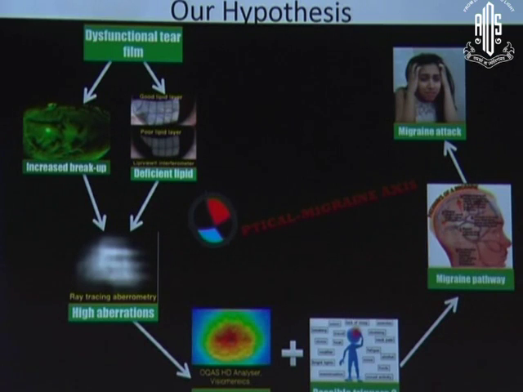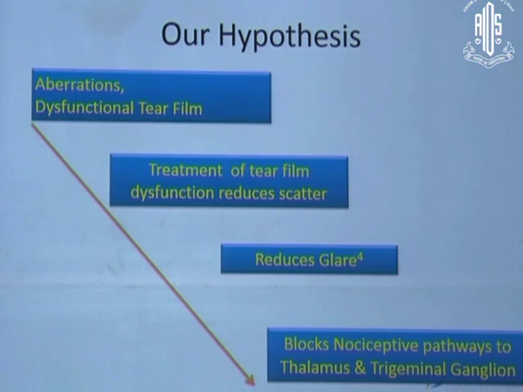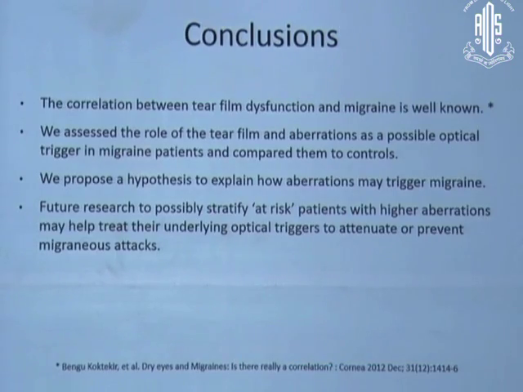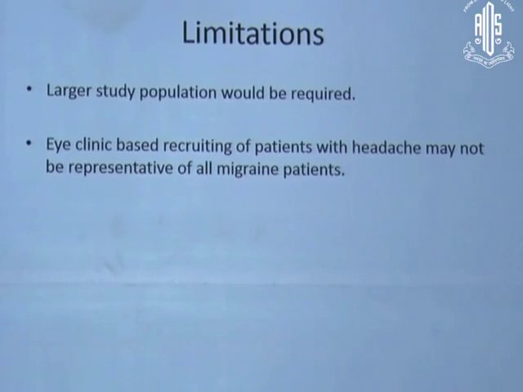I'm done. So our hypothesis is that a dysfunctional tear film probably leads to high aberrations, which causes increased scatter, which probably is the trigger for our migraine. And if we are possibly able to treat this dysfunctional tear film with some sort of lubricating agents, then we might be able to reduce that glare and help alleviate their symptoms. And that's about it. We need to study a larger population, of course.